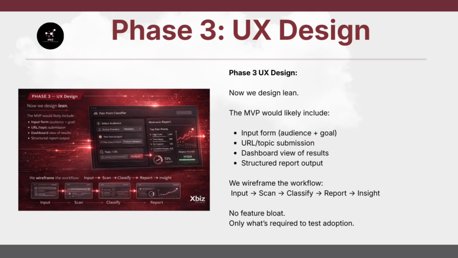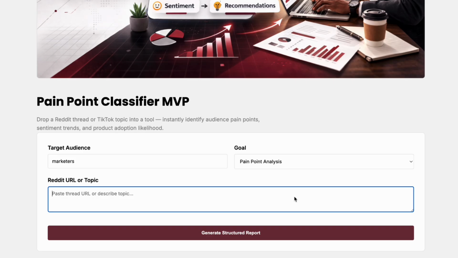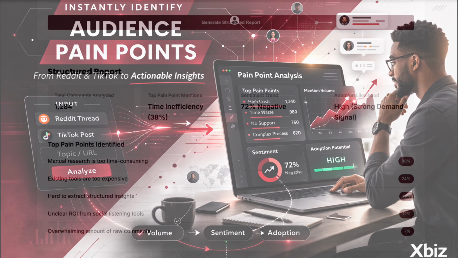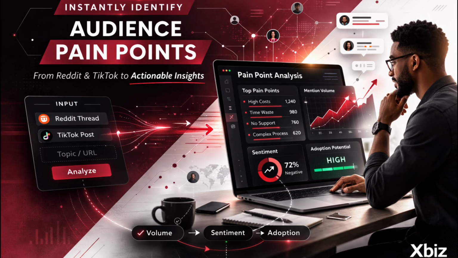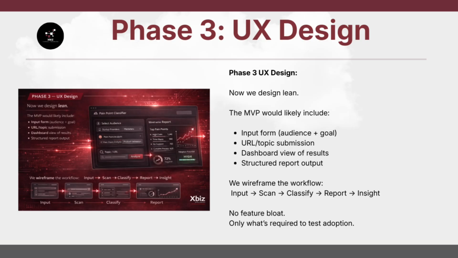Phase 3, UX design. Now we design lean. The MVP would likely include input form, audience plus goal, URL, topic submission, dashboard view of results, structured report output. We wireframe the workflow, input to scan to classify to report to insight. No feature bloat, only what's required to test adoption.